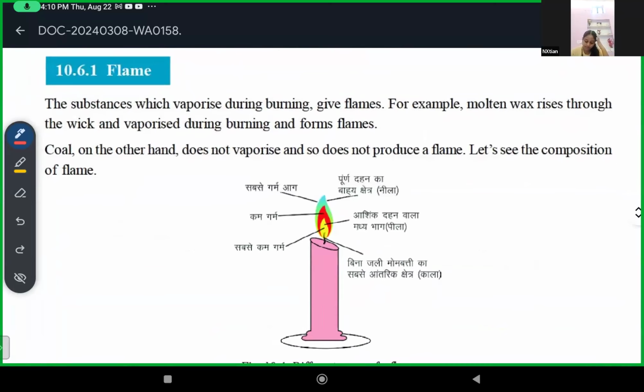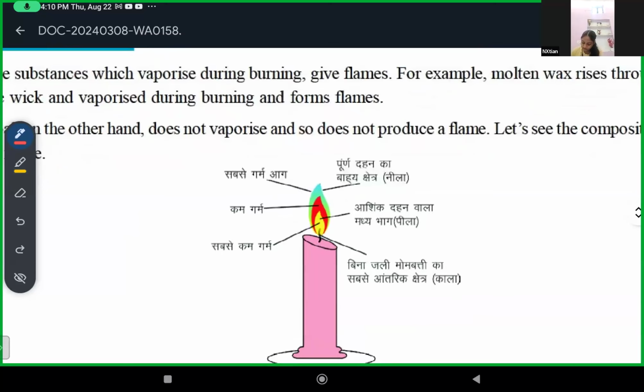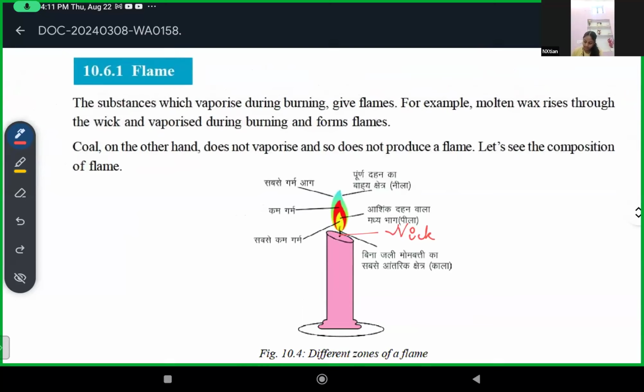Then we have flame. Molten wax rises through the wick and vaporizes during burning and forms flame. So this is the wick of the candle. Molten wax rises through the wick and vaporizes during burning and forms flames. This is the flame.